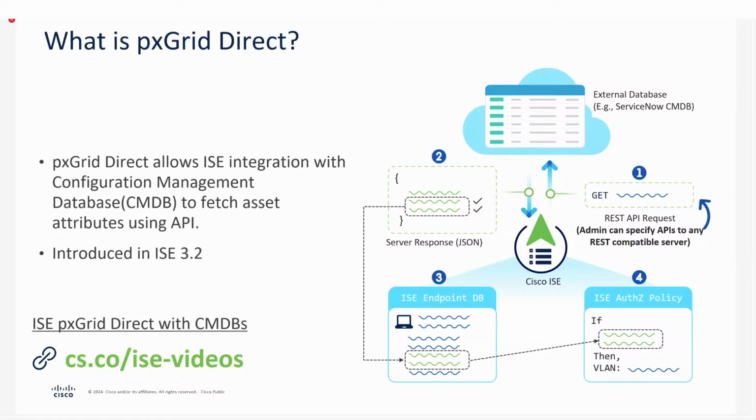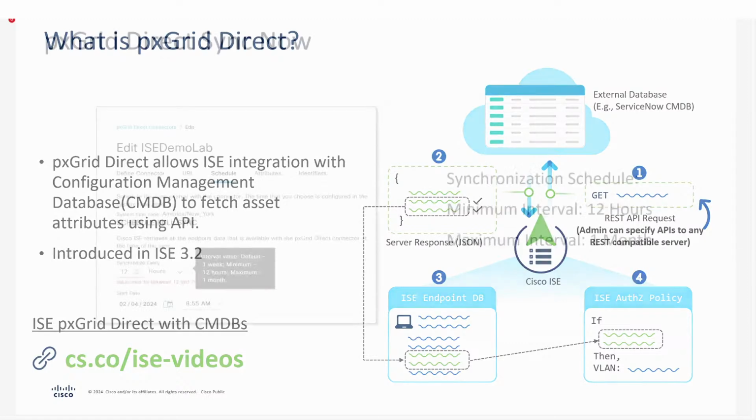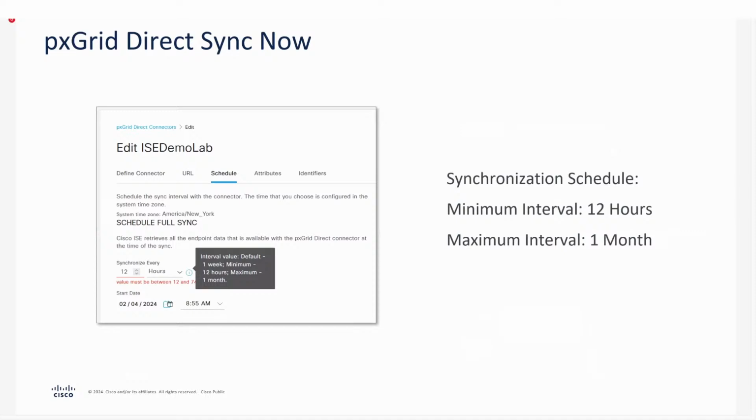What we've done differently is one of the big knocks on pxGrid Direct was the iteration for the synchronization intervals. You could only do it at the minimum of 12 hours. So if you wanted a 6-hour sync or a 4-hour sync, you were not able to do that.